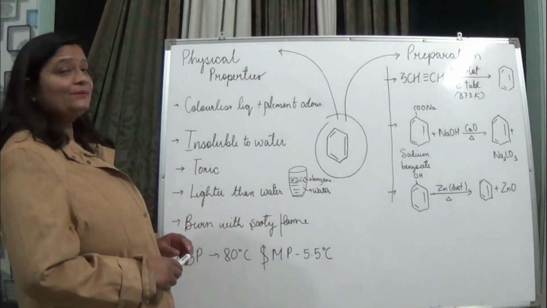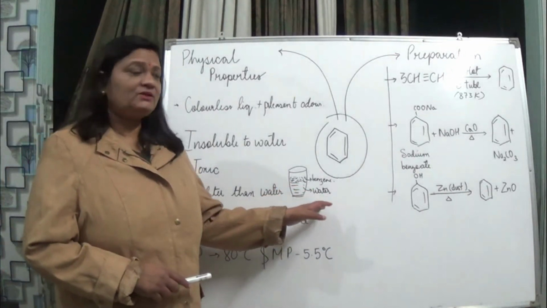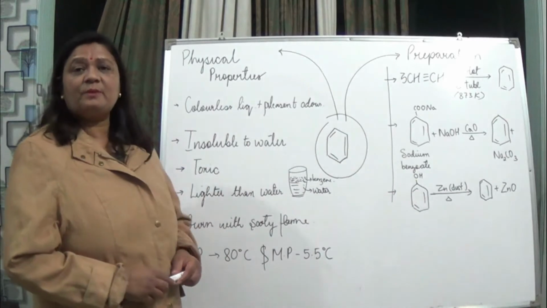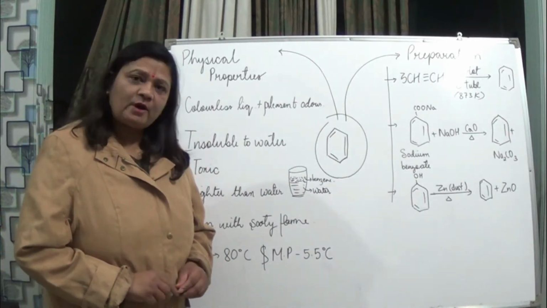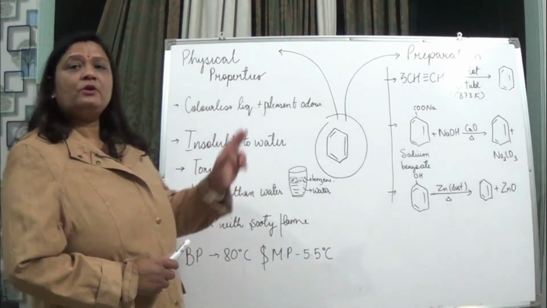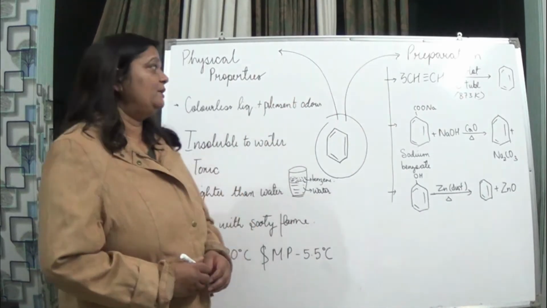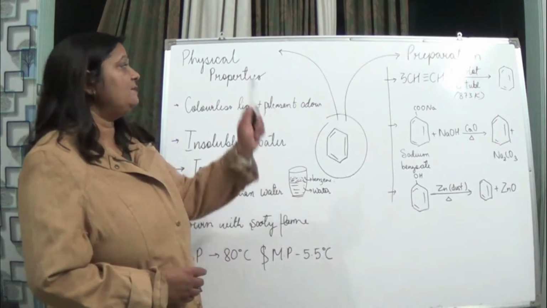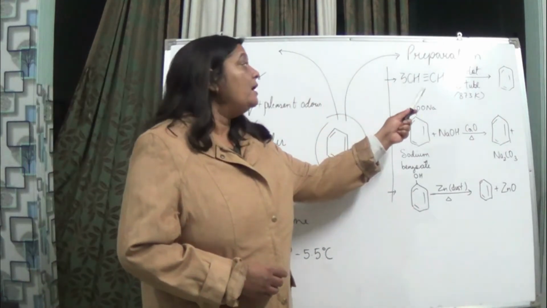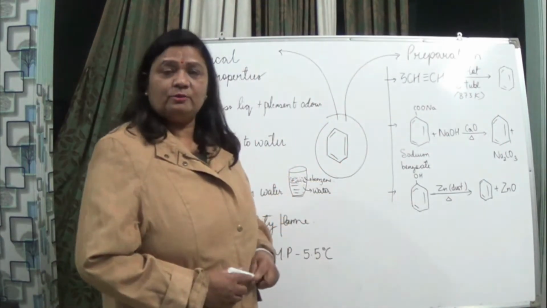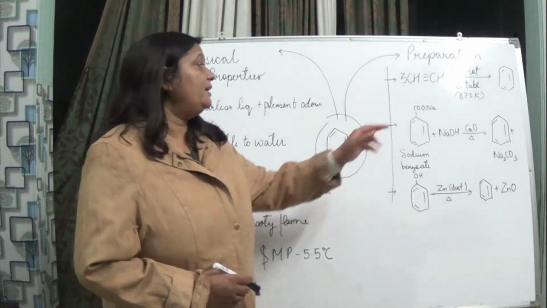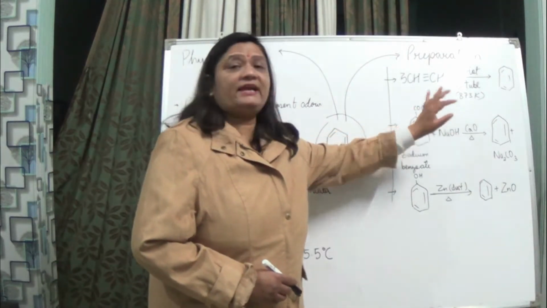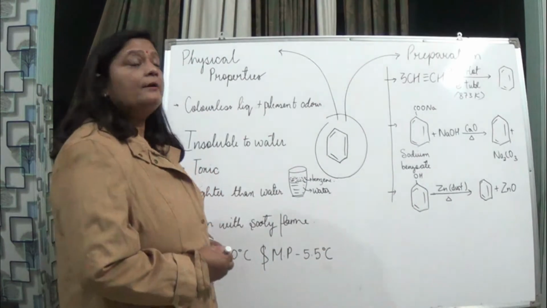Students, today we are going to study the preparation of benzene, its physical properties as well as its chemical properties. Moving on to the preparation of benzene, how can we prepare it? First method: three molecules of ethyne are taken in a red hot iron tube. The temperature is high, 873 Kelvin, and we get benzene.